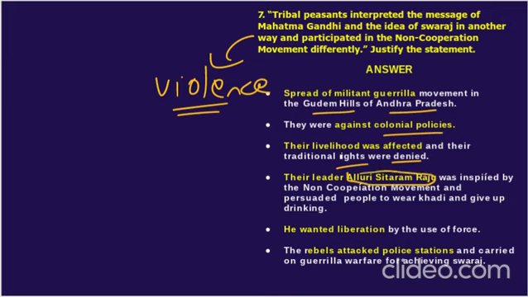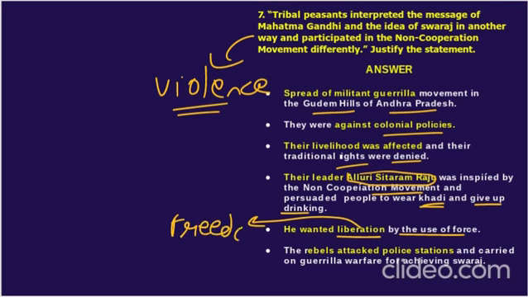After that, their leader, Alluri Sitaram Raju. Important names, you should remember. Alluri Sitaram Raju was inspired by the non-cooperation movement and persuaded people to wear khadi and give up drinking. So what did he say? That you all should start wearing khadi, not foreign clothes, and even give up drinking. He wanted liberation by the use of force. What is the meaning of liberation here? Freedom. He wanted freedom by using force.